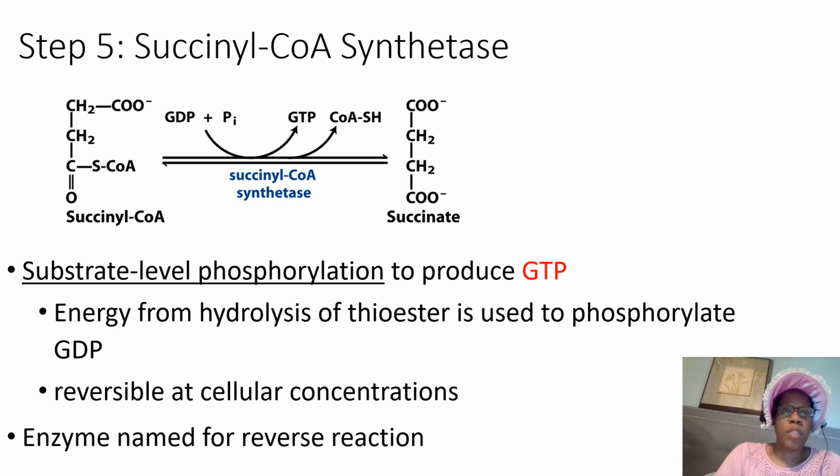The next step, or step 5, utilizes the enzyme succinyl-CoA synthetase. So I've shown the whole reaction here just because there's nothing really in the name that's going to help you with this reaction because it's named for the reverse reaction. So we start out with a 4-carbon compound that we had before, succinyl-CoA: carbon 1, carbon 2, carbon 3, we lost carbon 4, and then carbon 5, we lost carbon 6.